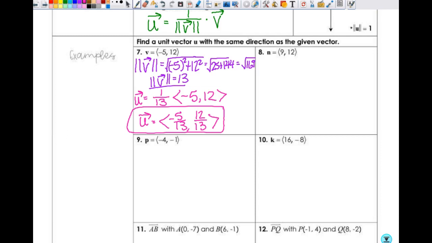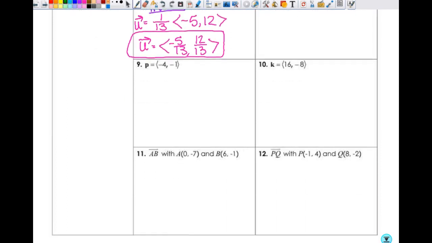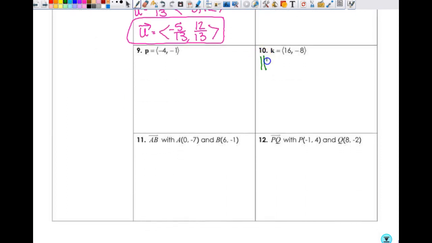What questions do you have? All right. Let's do 10 together, and then I'll have you do 1. So I need to find the magnitude of K. That's going to be equal to the square root of 16 squared plus -8 squared. What's 16 squared? 256 plus 64. So that gives me the square root of 320.